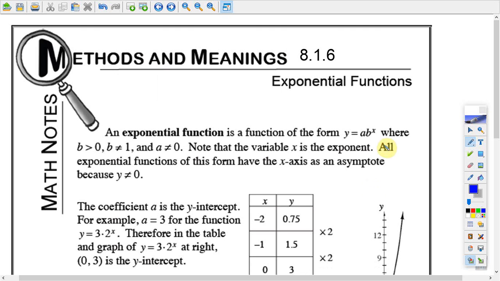Alright guys, here we are in 8.1.6. We're going to talk about exponential functions. Exponential functions are a really important family of functions. You see exponential growth and exponential decay all over the place in the world.